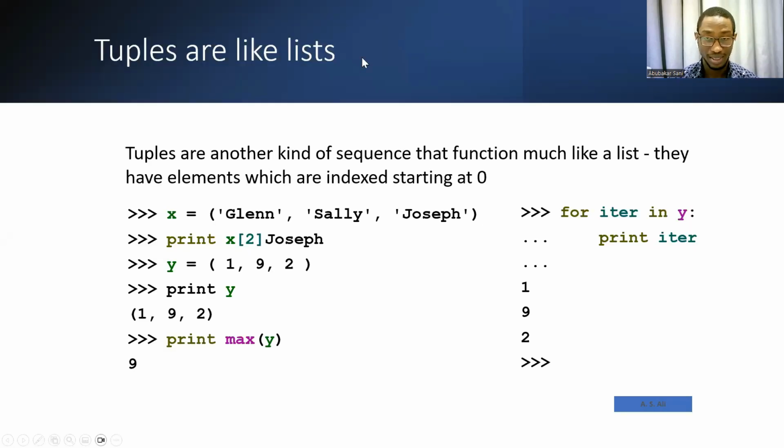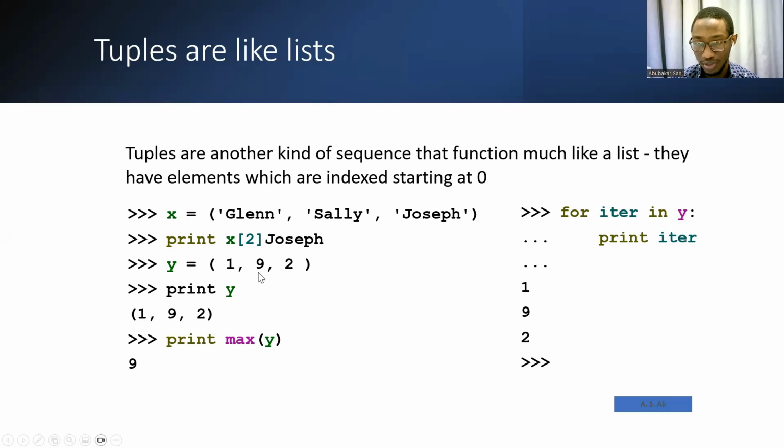Tuples are like lists. They are almost the same. One of the differences is that for a tuple, you can see we are using normal parentheses instead of square brackets. Just like we have our friends, we can say Glenn, Sally, Joseph, these are our friends. You can have a tuple of integers 1, 9, and 2. You can print it out and you will see this.